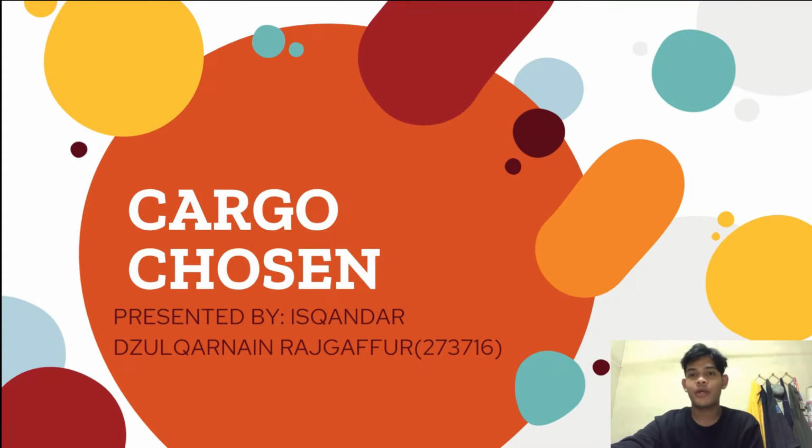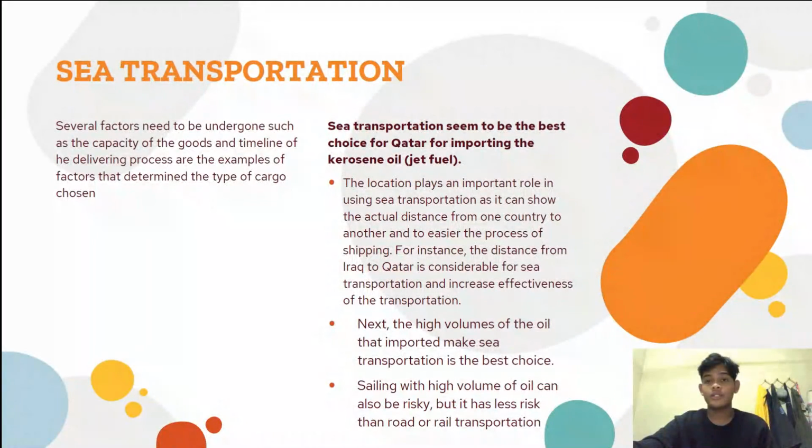My name is Iskandar Zulkarnain Rashkafur, matrix number 273716, and I'm going to present about cargo choosing. For the transportation, we chose sea transportation because it seems to be the best choice for Qatar for importing kerosene oil. The location plays an important role in using sea transportation as it shows the actual distance from one country to another and makes the process of shipping easier. For instance, the distance from Iraq to Qatar is considerable for sea transportation and also increases the effectiveness of the transportation.